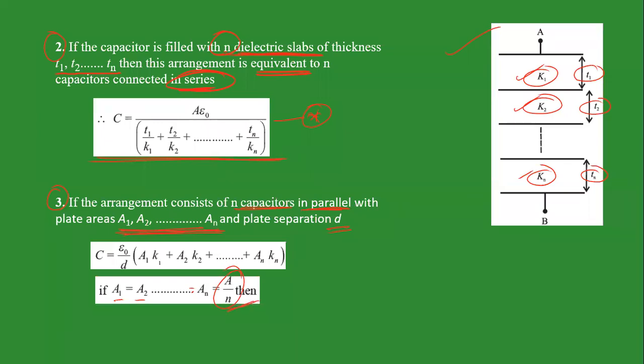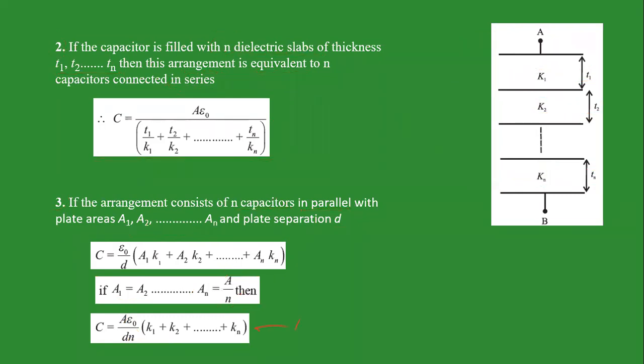But if we consider here A1 is equal to A2 is equal to A3 is equal to An, or we can say that each is A divided by n, then instead of A1, we can substitute A divided by n. Then we can write this equation with A divided by n taken outside. So we get the formula of capacity: A epsilon 0 divided by D into n, in a bracket K1 plus K2 plus K3 plus Kn. So this is the formula of capacity.